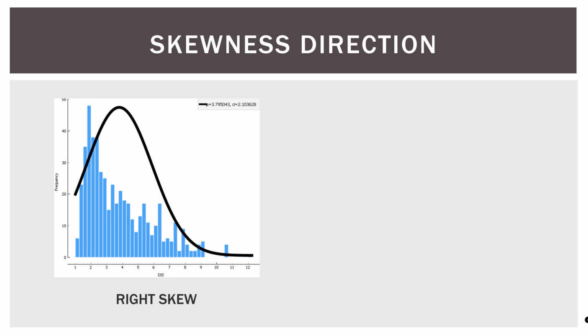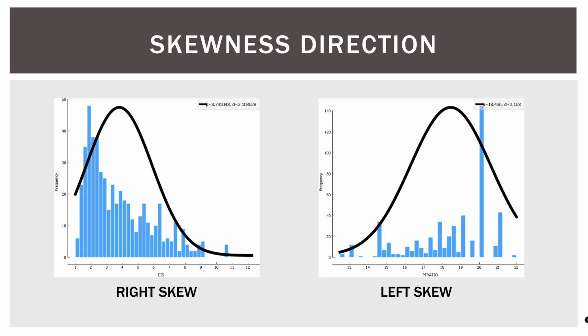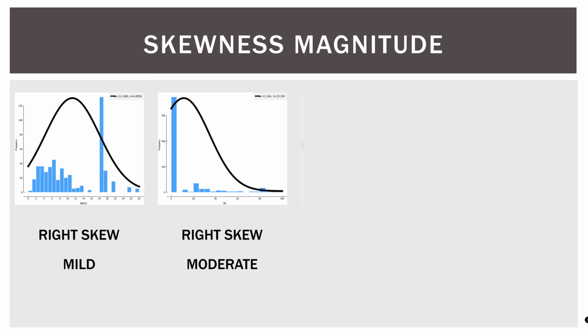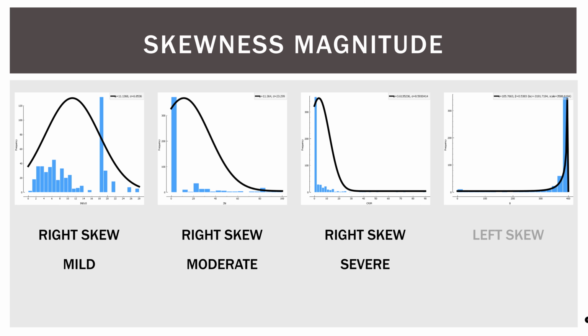So remember, we have skewness direction: right skew and left skew. Right skew means a long right tail, and left skew means a long left tail. There's also magnitude of skewness: mild, moderate, severe, and the same could be true for left skewed. That will help us determine what transformation is appropriate for the shape of the data we're starting with.